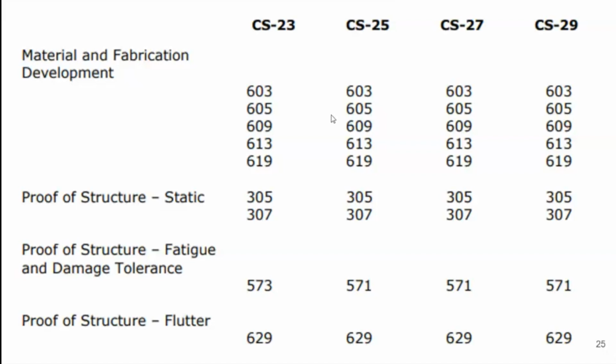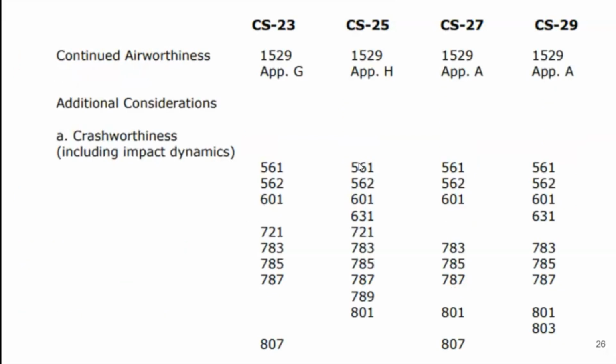And proof of structure, statics, and strength, you can see the paragraphs affected. Proof of structure, fatigue and damage tolerance, you can see 573 for 23, and for the rest, 25, 27, 29, it is paragraph 571. And for flutter also it is identical. The numbers are identical, only between the CS the complexity is a bit different. Continued airworthiness, 815, 29, same paragraph number. Crashworthiness, those are the numbers affected. So mostly the paragraph numbers are the same.